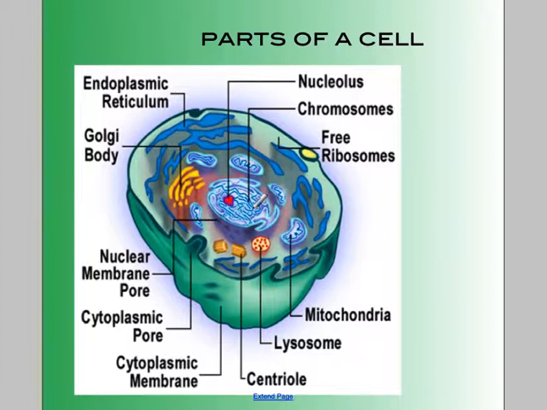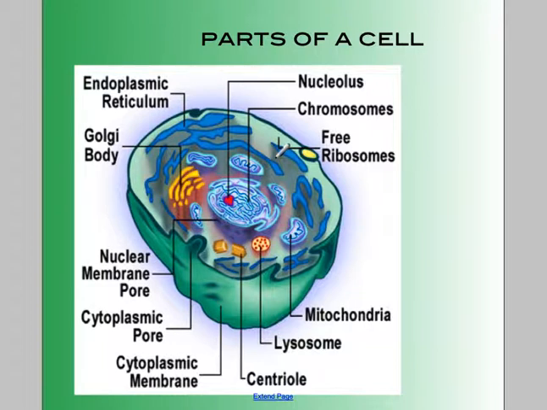There are also parts in the cell called ribosomes. Ribosomes are cell parts where proteins are made. Here's a ribosome, as you can see here in this animal cell. If we look at a plant cell, we would see a chloroplast. If we saw a chloroplast, we would see that this is where chlorophyll is made, and this is the most important part of a plant.